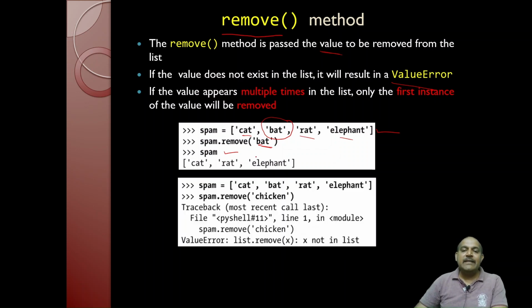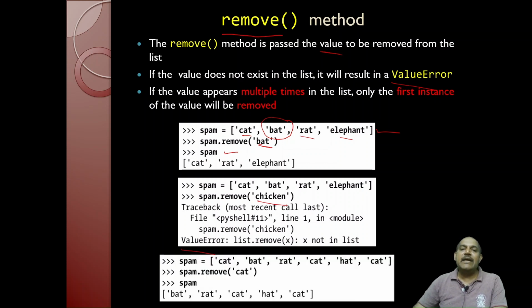And if you take another example, with the same list spam as cat, bat, rat and elephant, but you try to remove chicken, which is not there in the list. Since it is not there in the list, it is not possible to remove. Instead, it gives an error called ValueError in Python.